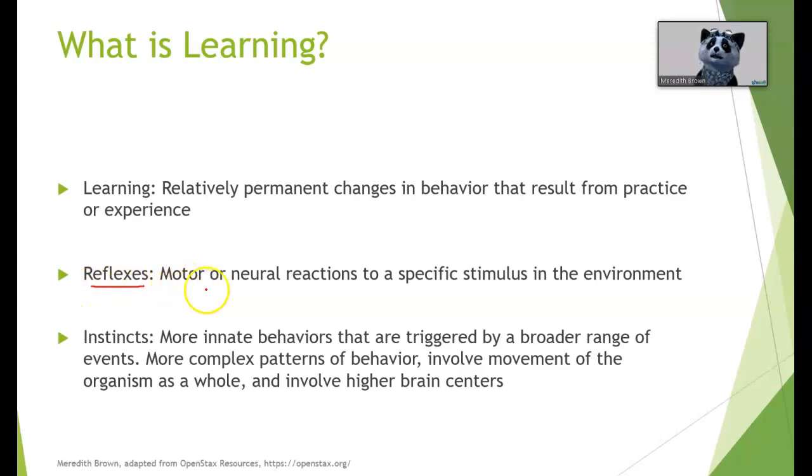Reflexes. This is motor or neural reactions to specific stimuli in the environment. And then we have instincts, which are more innate behaviors that are triggered by a broader range of more complex pattern behaviors involving movement of the organism as a whole and involve higher brain functioning. So, for example, you may instinctively pull your hand away from something that's hot, okay? It's instinctive for birds to fly south for the winter because they don't want to be cold.